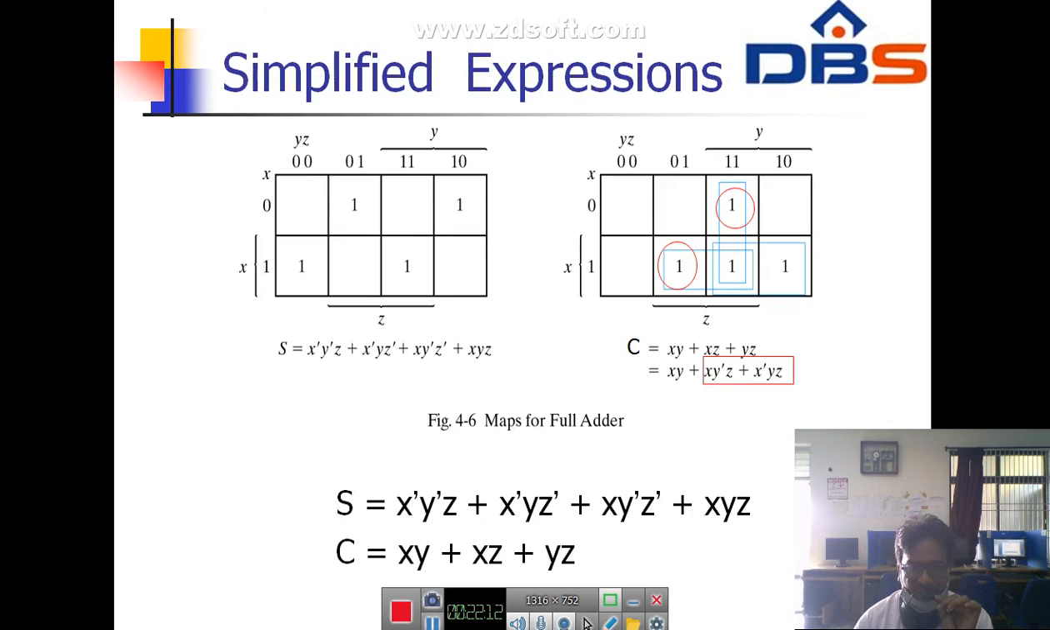In a Boolean expression, s is equal to x bar y bar z plus x bar y z bar plus x y bar z bar plus x y z, and c is equal to xy plus xz plus yz. From the truth table also, we write the two table combinations. When we place the truth table combination in a Karnaugh map, from that also we will get the sum and the carry function.